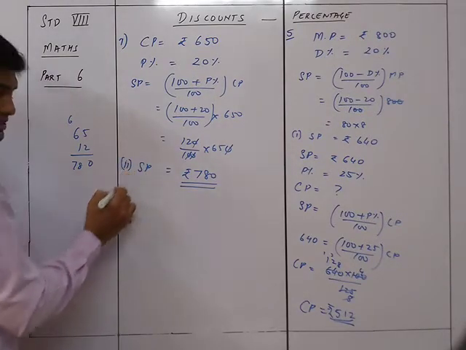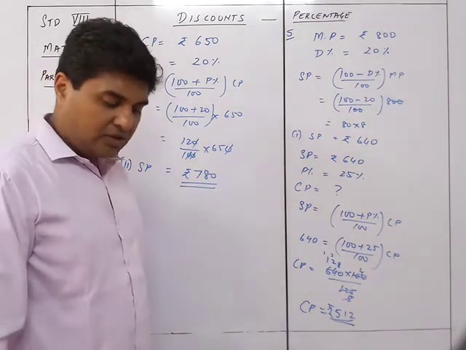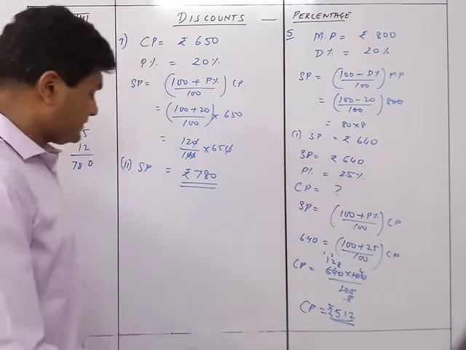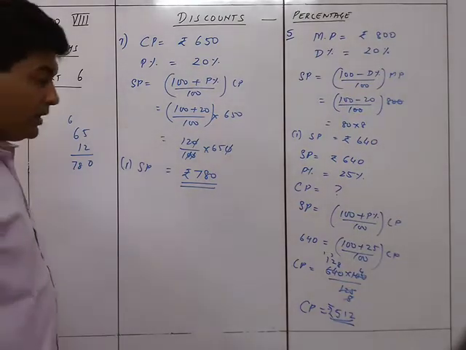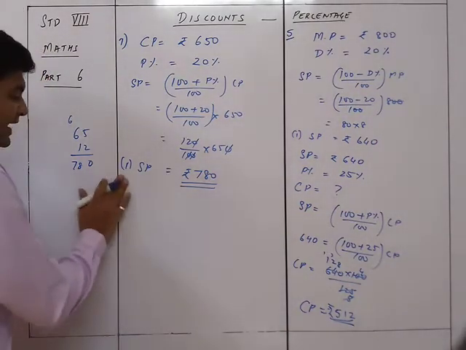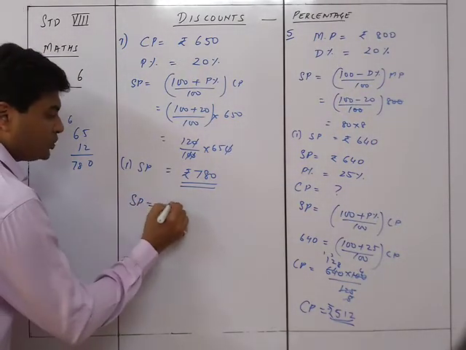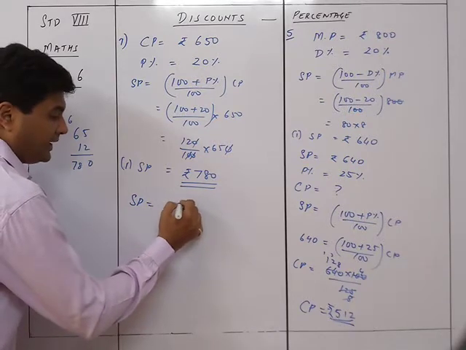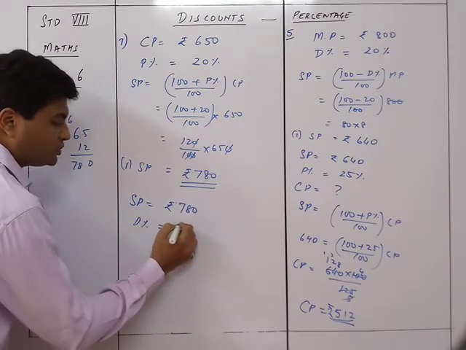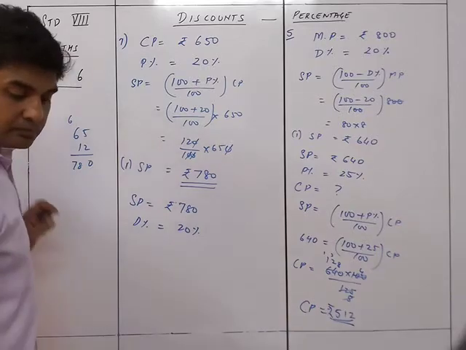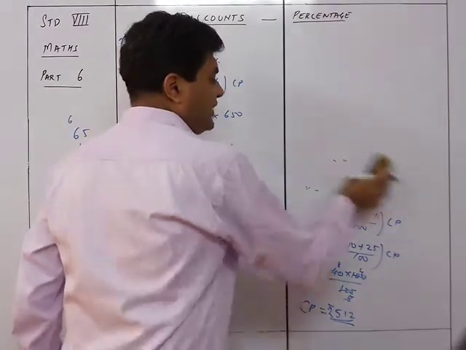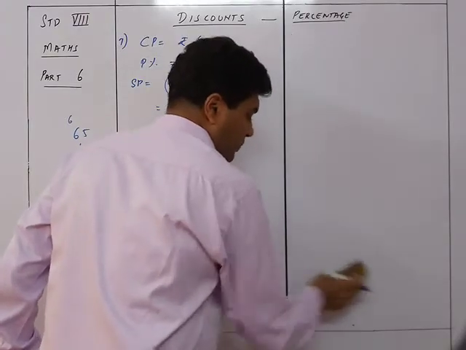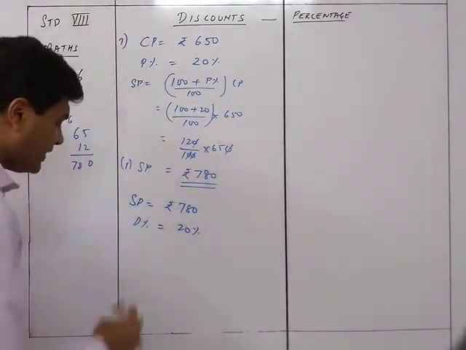This was the second answer. They asked us this as the second thing, and the first thing, that selling price is equal to 780, is the first answer. Now it is given that the selling price is equal to rupees 780 and the discount percentage is equal to 20%. He gave a discount of 20%. Now we need to find out the mark price. With this, we can easily find the mark price.